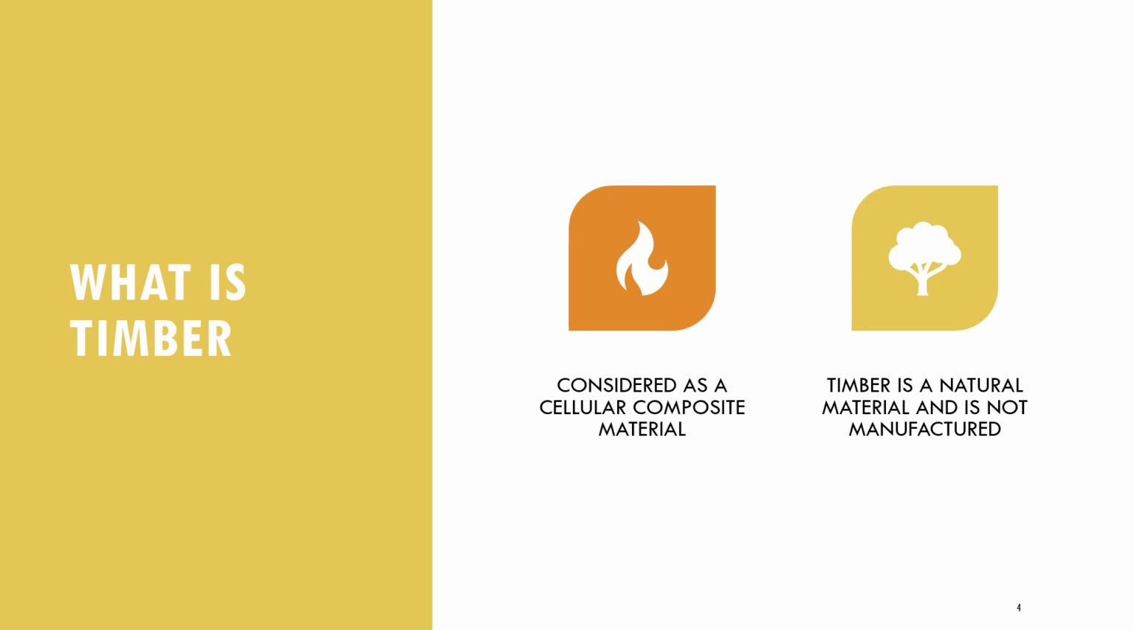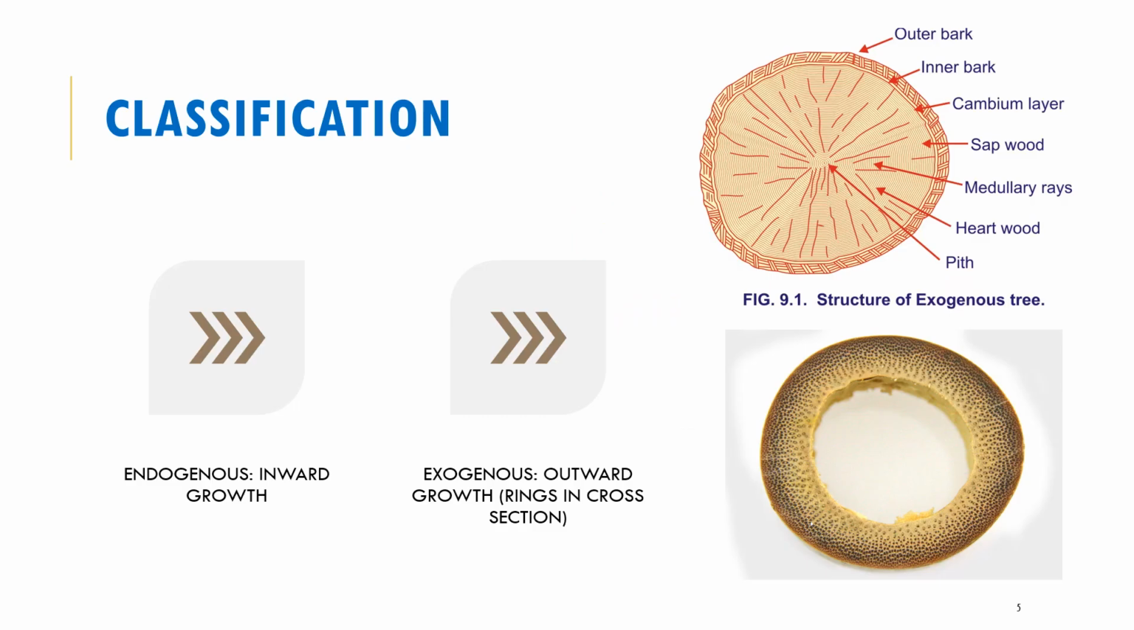What that means is that you have various interlocking cells forming a lattice. Now, the reason for this structure is because in trees, you need to transport water, of course, from the roots to the top of the tree. Hence, why you need that cellular composite structure. To classify timber, we look at the trees from which timber is extracted.